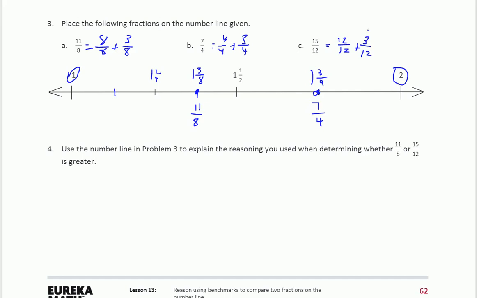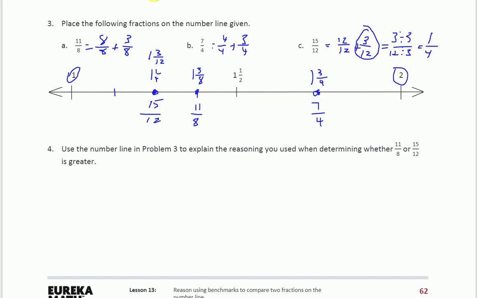Well, let's look at that 3/12 again a little closer. I see if I can divide both the numerator and the denominator by 3. What I'm going to end up with is 1/4. So 3/12 is actually 1/4. So basically, it's going to go right there. And this is going to be our 15/12. It's going to be right there. And that's also going to be 1 3/12. So 1 1/4 is the same thing as 1 3/12.